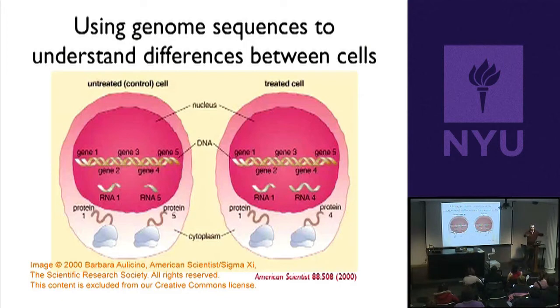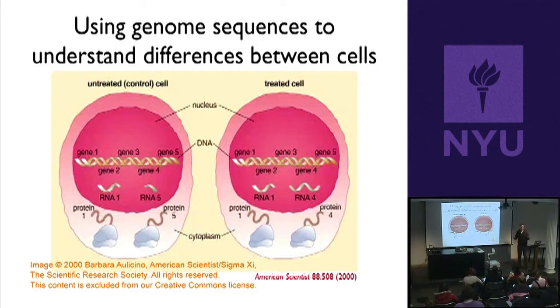So gene 1 and gene 4 are active, gene 2, 3, and 5 are not active. You only see one RNA molecule here, but the way to picture it is that there are a bunch of RNAs corresponding to gene 1 and a bunch corresponding to gene 4. Those RNAs get exported from the nucleus, they go to the ribosome, and they get converted into protein 1 and protein 4. Whereas in the cell that was not treated with the drug, gene 1 is still active, gene 4 is not active, but gene 5 is active. Because of that, you get protein 1 and protein 5 instead of protein 1 and protein 4.